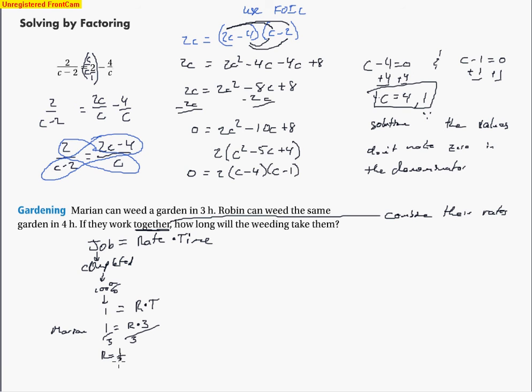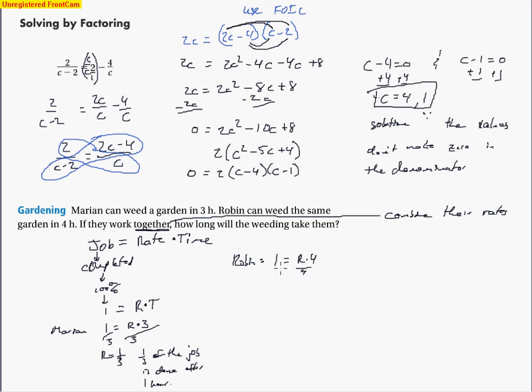So if I divide by 3, notice that Marion's rate is 1/3. So basically what that means is 1/3 of the job is done each hour. So that's the rate at which she works. So the rate ends up being the reciprocal of the time. We're going to see that with the next person, Robin. So Robin, a job completion is 1. That's the job being done. Her rate times time.